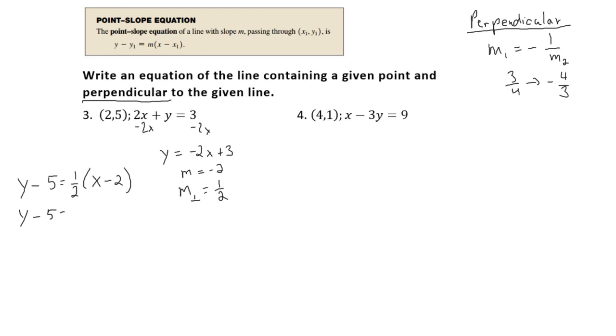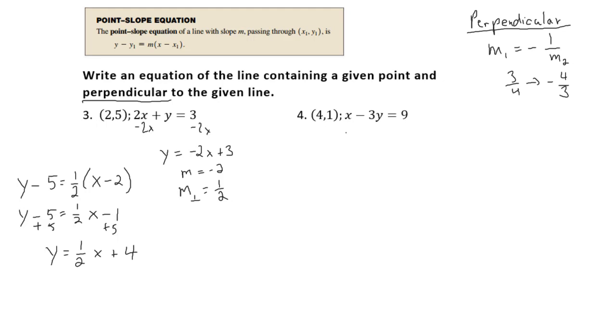y minus 5 equals 1/2 x minus 1. Half of 2 is 1. Add 5, and y equals 1/2 x plus 4. If you plug in the 2 there, half of 2 is 1, 1 plus 4 is 5. So that point is found on this line.